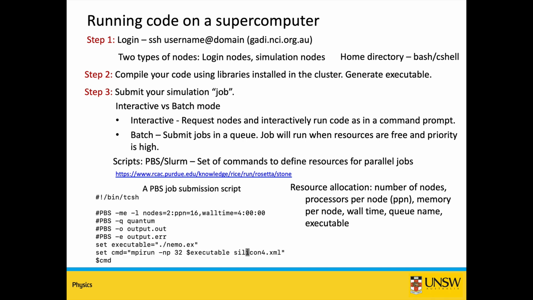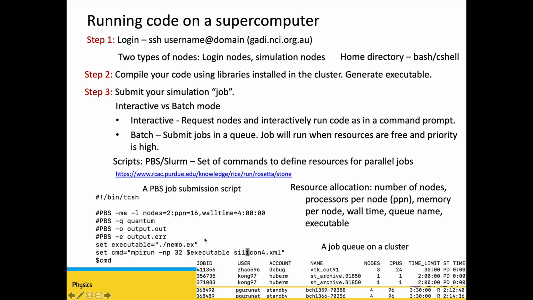This is a typical PBS script. You can see that I can specify different number of processors. For example, I am running this code in 32 processors, 2 times 16. There are 16 processors per node, and the simulation time here would be 4 hours. And I have to put an executable, and if my executable takes any input file, I have to put that in. And when you submit a job, this is what it looks like.